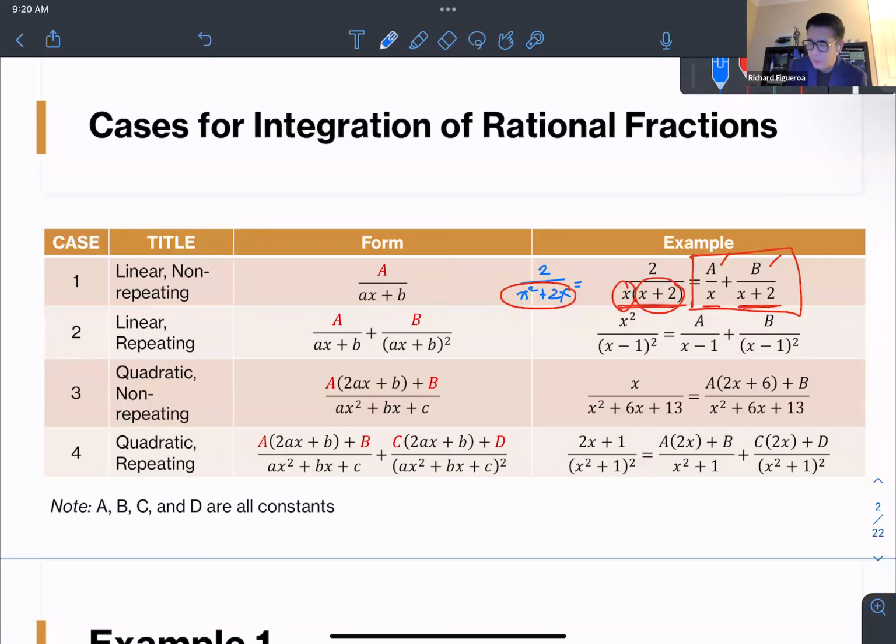For example, if I have 2x plus 1 all over x times x plus 1 times x minus 2.